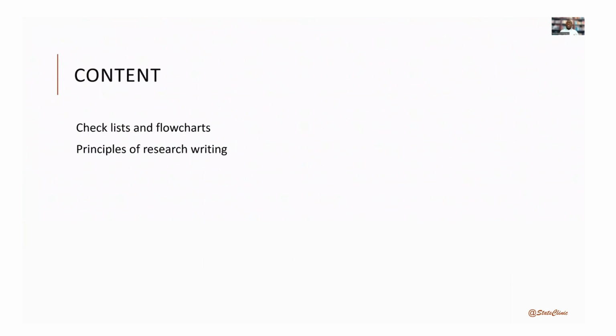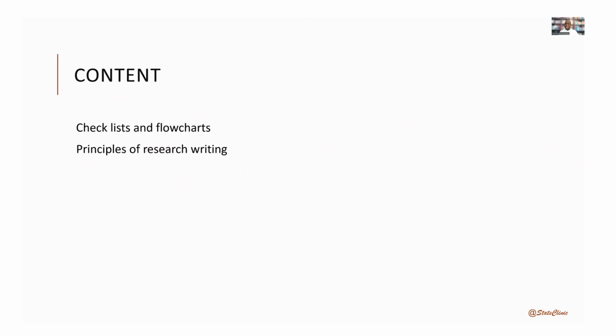Essentially, because this is a meta-analysis course, we'll be talking about checklists and flow charts. We'll also be talking about general principles of research writing. So why are we talking about checklists and flow charts? Checklists. A lot of times I tell people that checklists are the bare minimum.